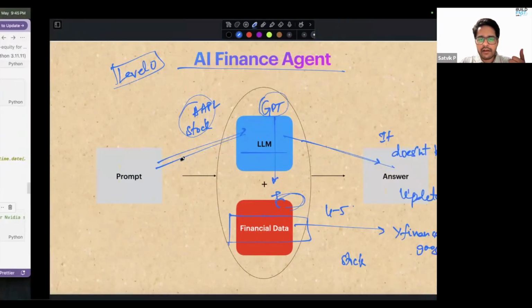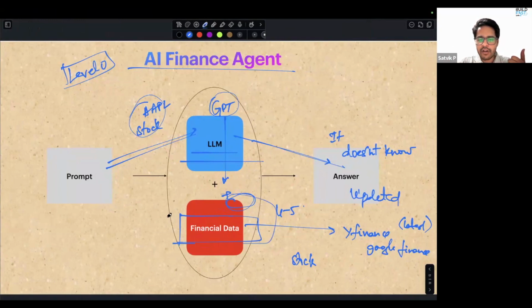Now a GPT model that has all the financial data at its disposal, I can ask some very specific questions. This question is very simple, right? What is the stock price? What is the dividend date?